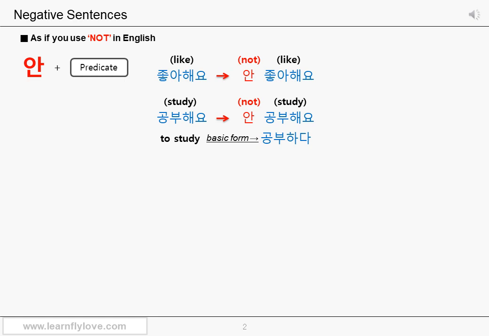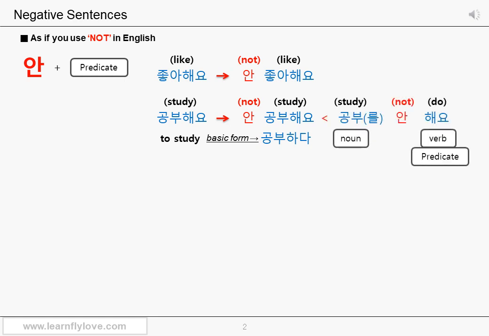The most important thing you need to learn on this page is that you can split these noun plus verbs into the noun and the verb when you make a negative sentence, and put the negative adverb 안 in between. So it becomes 공부 안 해요. What's the difference between 안 공부해요 and 공부 안 해요? I think 공부 안 해요 sounds more natural and smooth than 안 공부해요.